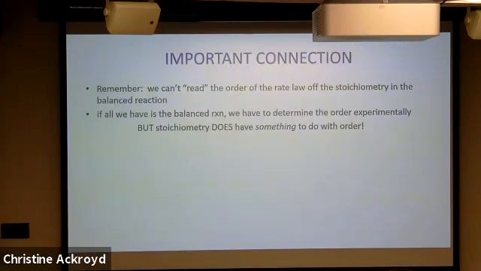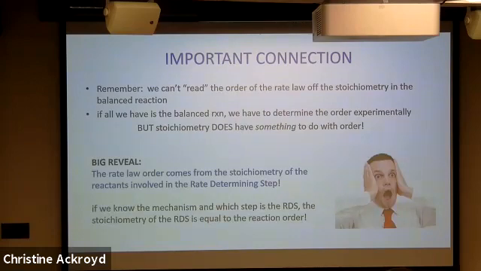Okay, here's the connection I need you to make. We definitely told you that you couldn't use the stoichiometry of a reaction and make it equal to order, right? Okay, and that's true, and that's why we have to measure it. But stoichiometry does actually influence the order. The order of the reaction comes ultimately from the stoichiometry of the rate determining step.